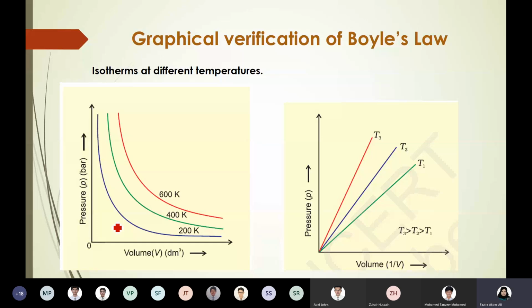And you can see the pressure versus 1 by V graph will be a straight line, which indicates that pressure and the reciprocal of volume are directly proportional, or pressure is inversely proportional to the volume. I hope that till this part it is very clear.